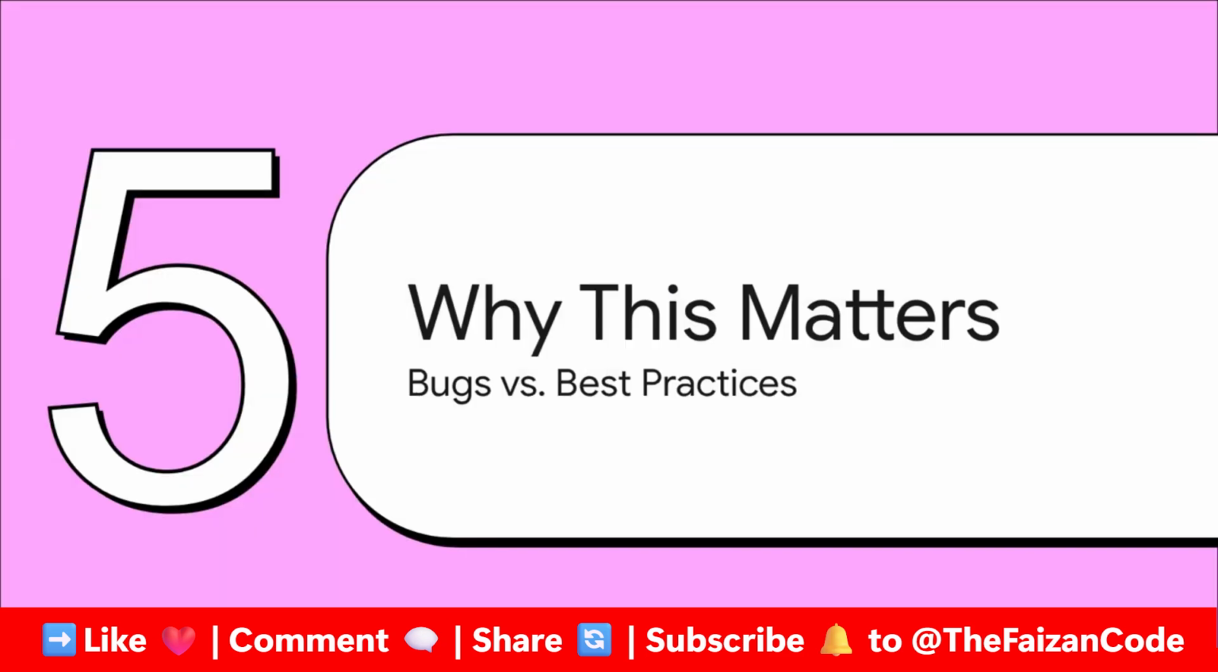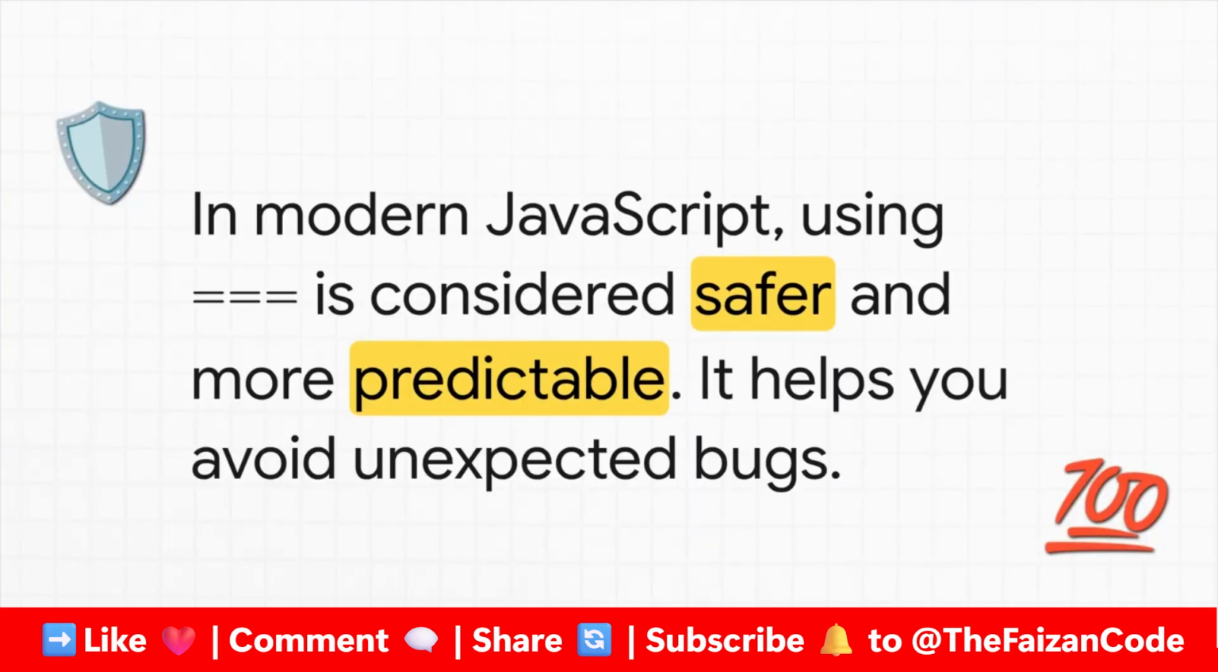So, okay, why is this such a big deal? Why do we care so much? Because this right here, this is the line between writing code that's confusing and full of weird bugs and writing code that's solid and predictable. So what's the bottom line? In pretty much all modern JavaScript, you're going to want to reach for the triple equals, the strict equality operator. It is just so much safer and way more predictable. It helps you avoid those what-just-happened moments that type coercion can cause.